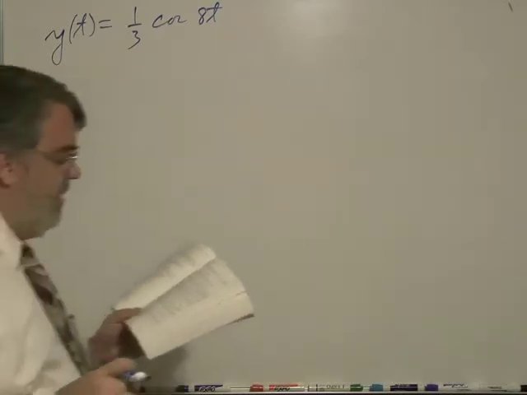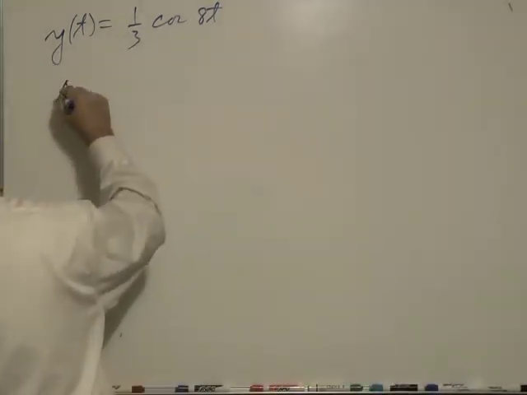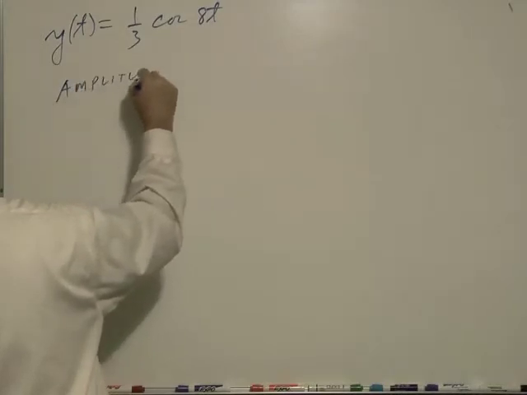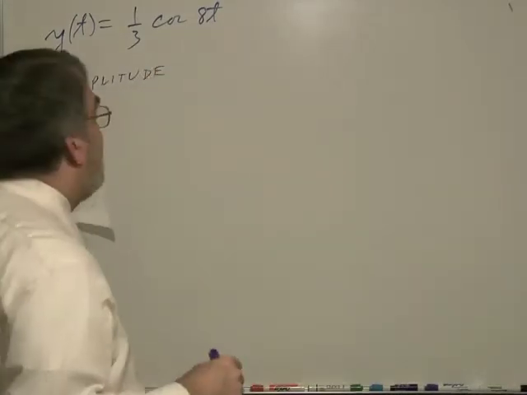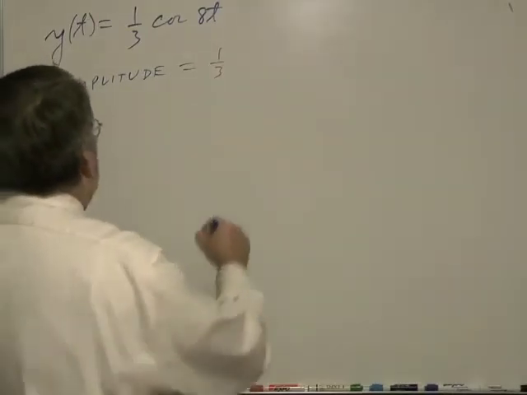What's the period, the frequency, and the amplitude? Alright, well the amplitude, this sounds like a trigonometry class question now. Amplitude is 1/3 foot.